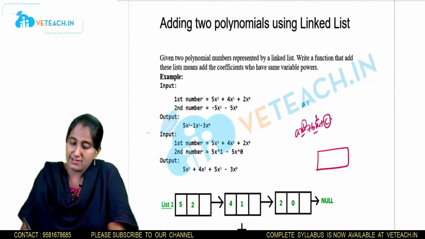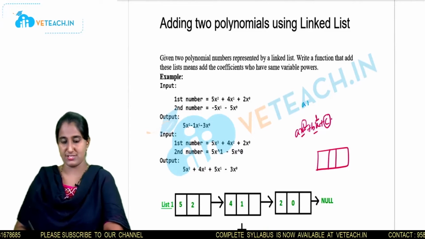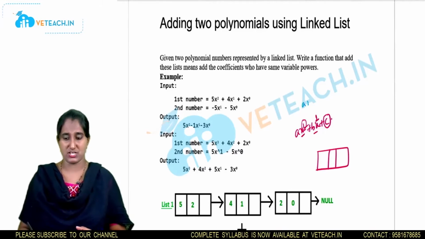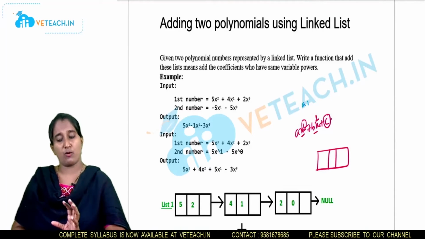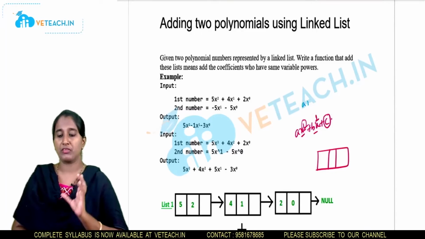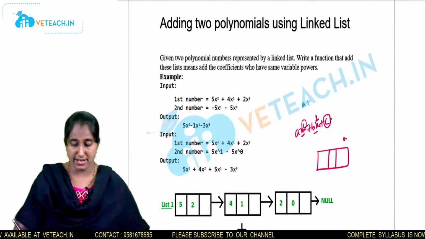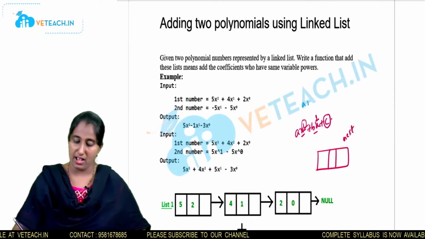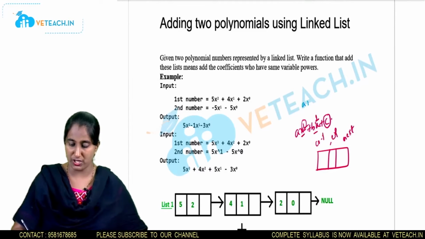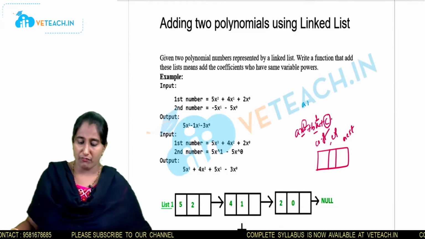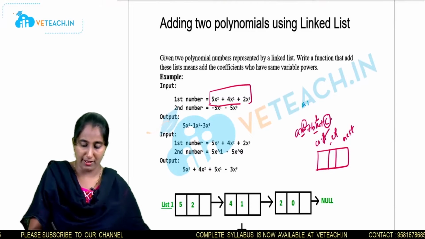Now what we need to do is represent each and every term as a node in the linked list. In this linked list, we take 3 fields. It does not mean it's a double linked list; in a single linked list also we can take 3 fields, and in a double linked list obviously we have a minimum of 3 fields. Here I am taking 3 fields: one is for the next node address, one is for the exponent, and one is for the coefficient.